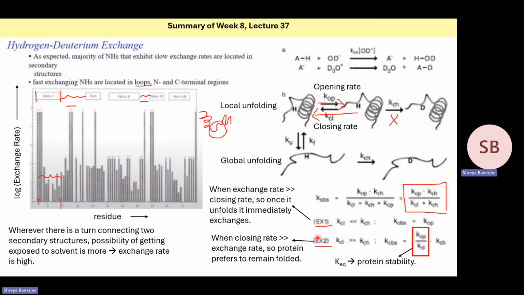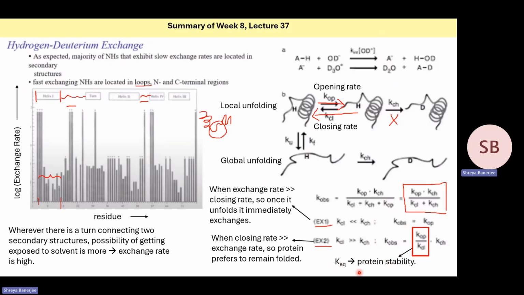And in the EX2 condition, if K closing is much greater than the exchange rate, then you can ignore this term and you will have K observed as K opening into KCH divided by K closing. What is this ratio? This ratio is the K equilibrium.